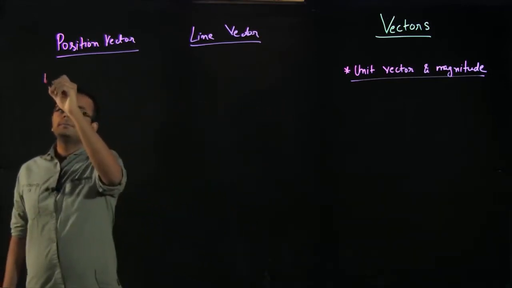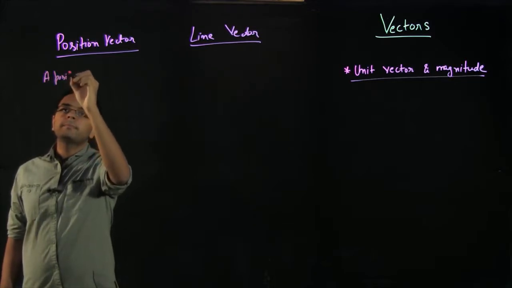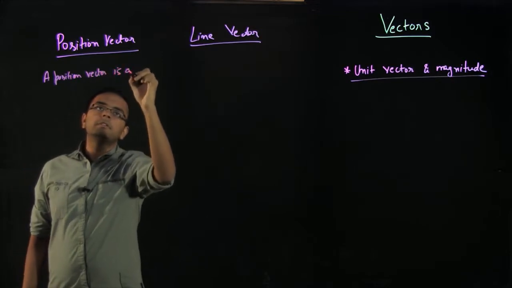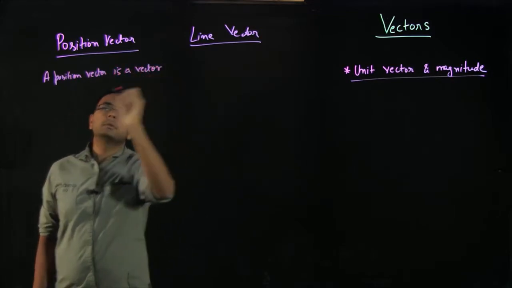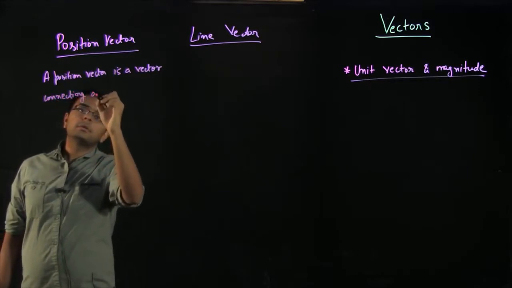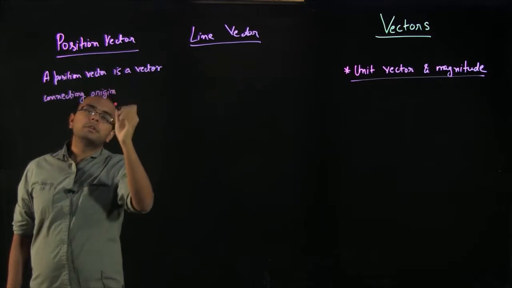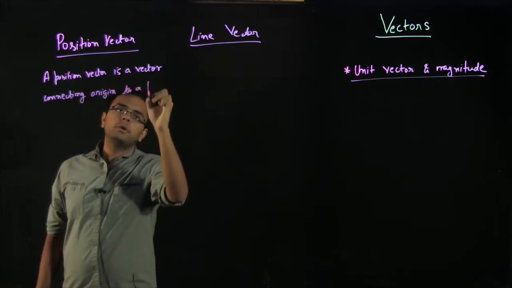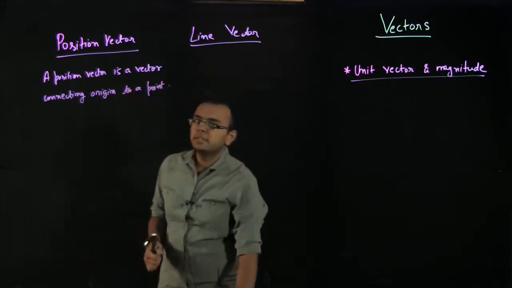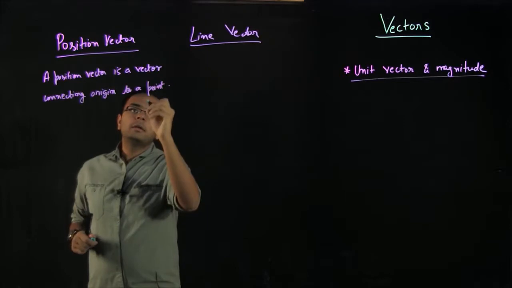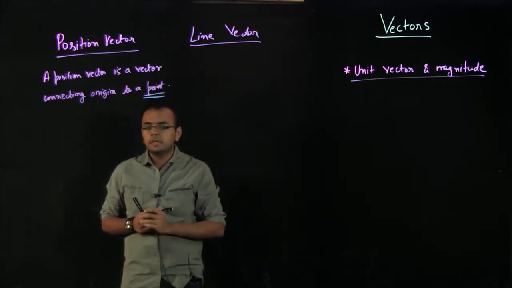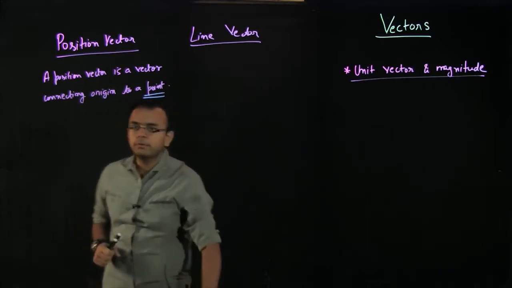So a position vector is a vector connecting origin to a point. As the name suggests, basically this position vector is about the position of one point, and I think this is where a lot of students get confused, even with the most basic definition of position vector.